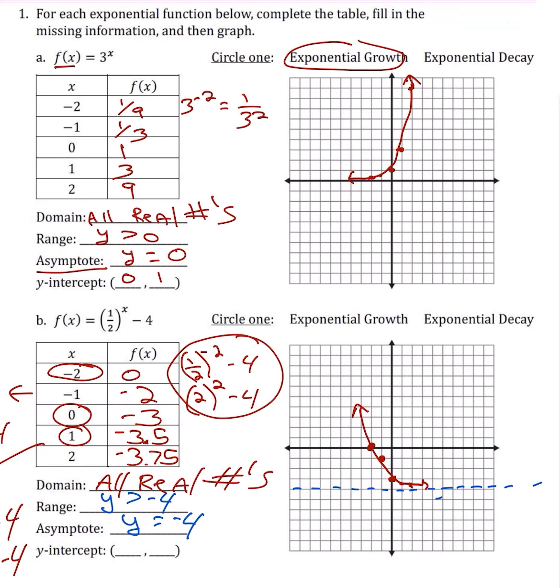Okay, and then the y-intercept was right here. When x was 0, y was all the way down at -3. So notice that this time the graph is decaying. So it's an exponential decay. As x gets bigger, y is getting smaller. But the other thing that happened is this -4 took our graph and made everything go down by 4. And that's why the graph is so low here. The asymptote is now y equals -4 instead of y equals 0.